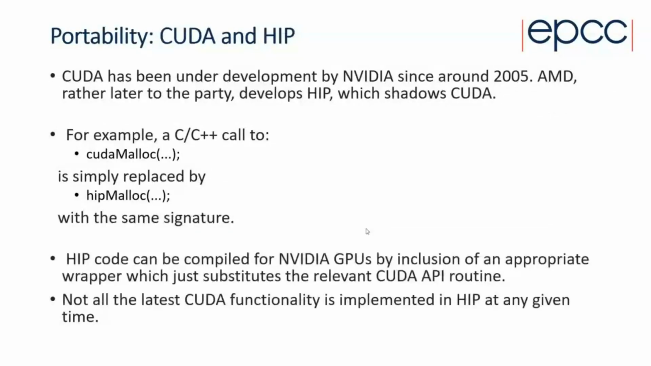Okay, I think this is my final little bit. CUDA has been developed by NVIDIA since about 2005. It's a bit ahead. AMD is rather late to this party and developed HIP, which kind of shadows CUDA. So while we're going to use HIP, the key thing to remember is that you can do a bit of find and replace here. If you have an existing CUDA code, don't just go through your entire application and do find and replace. That won't work.